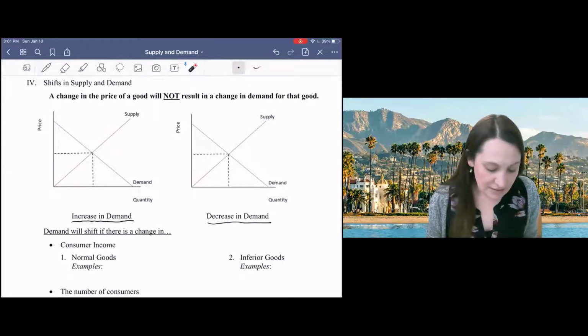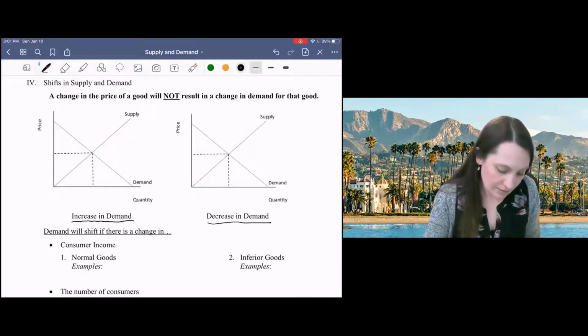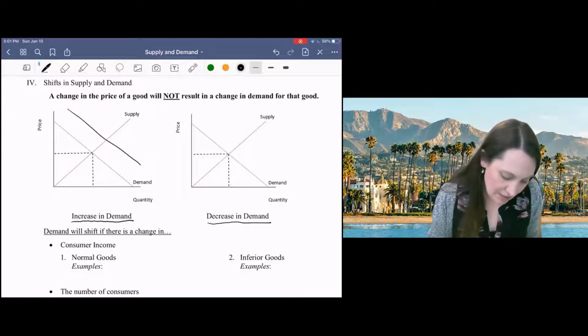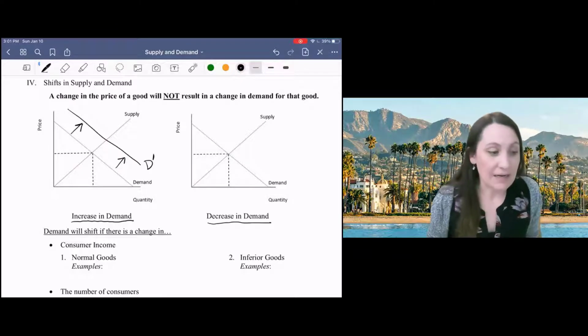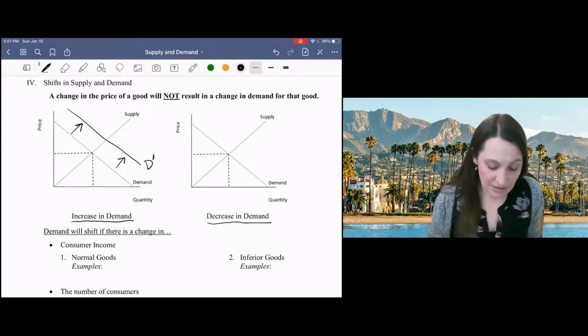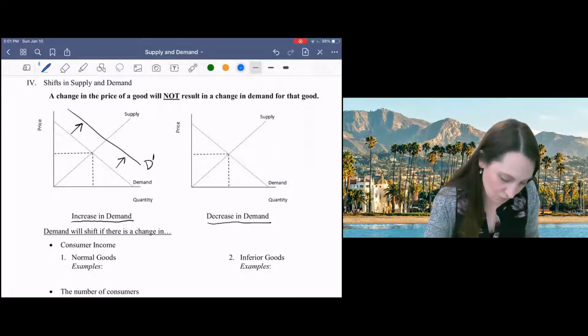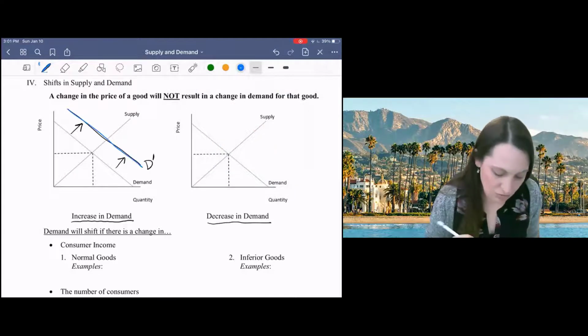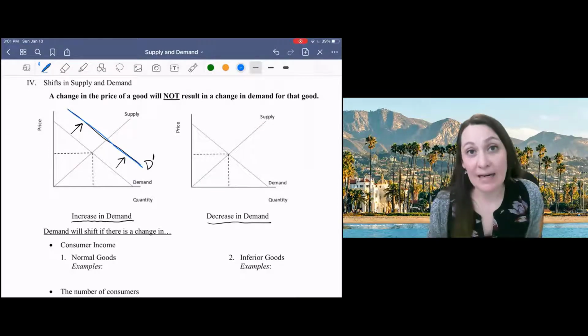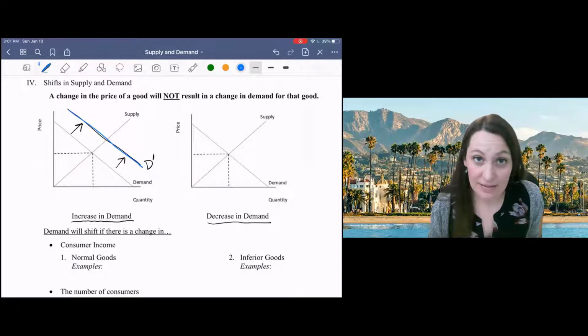An increase in demand refers to a shift in the entire demand curve. So an increase in demand would look something like this. The whole line now moves out. In other words, at any given price, the quantity demanded will increase.